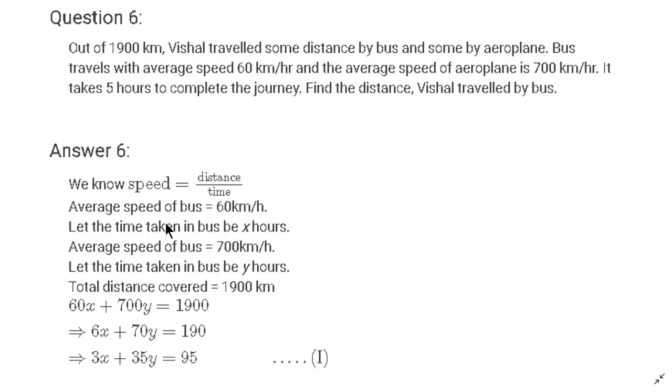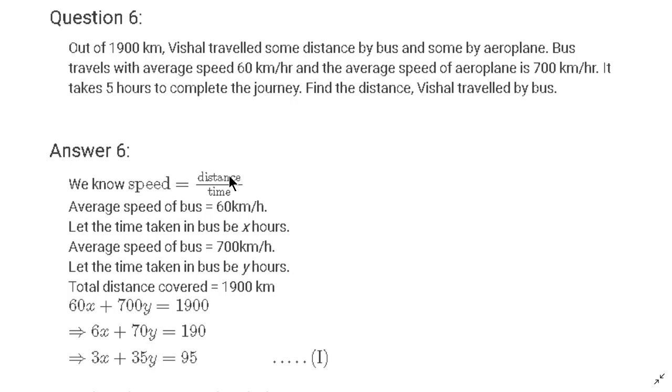What is the distance of the bus? 60 into x. Why 60 into x? Because 60 is the average speed of the bus and x is the time. So we will use this equation: distance is equal to speed into time. Speed is 60, time is x. So the distance is 60x. Simple.